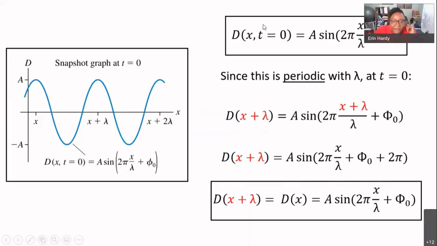To say that another way, we've taken this from a single snapshot graph and unstuck it in time. We know what d as a function of x is going to be for any t that we might want to plug in.